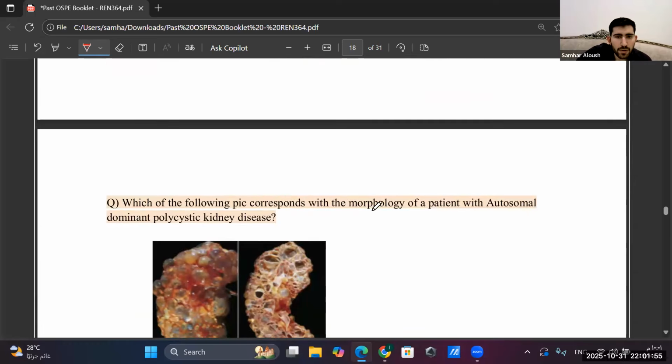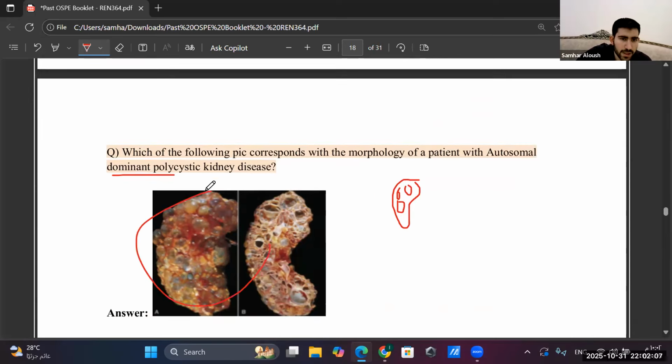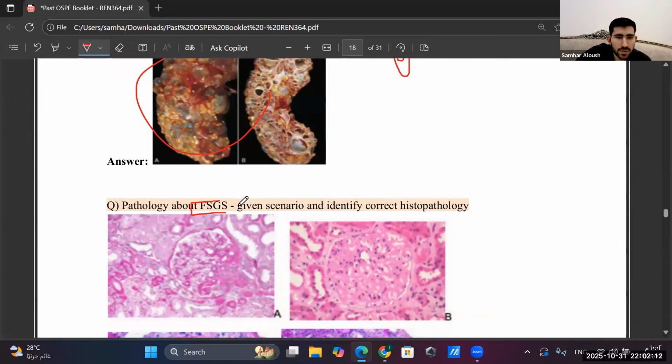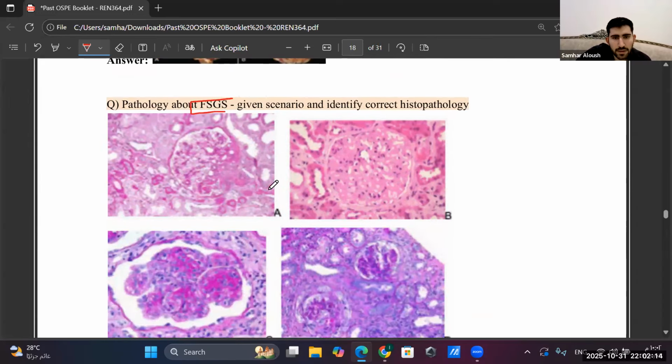Which of the following corresponds with the morphology of autosomal dominant polycystic kidney disease? We said autosomal dominant is a kidney full of cysts. Okay? That you can still tell that it's a kidney, which is this one. Okay? You can still tell it's a kidney. There isn't even cartilage. FSGS, which one? It's A, because it's focal and segmental, meaning only part of it, so it's A.